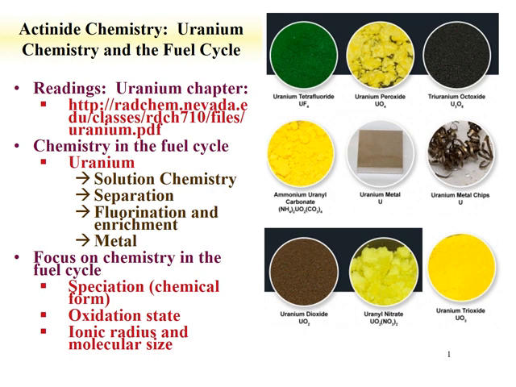And we'll use these changes in color. Obviously, it can be used for UV visible spectroscopy. But we'll talk about speciation, the chemical formula of uranium, the oxidation state, and how ionic radius and molecular size can be used within the nuclear fuel cycle.